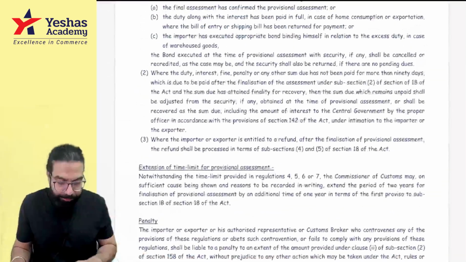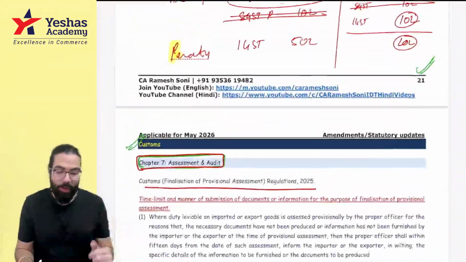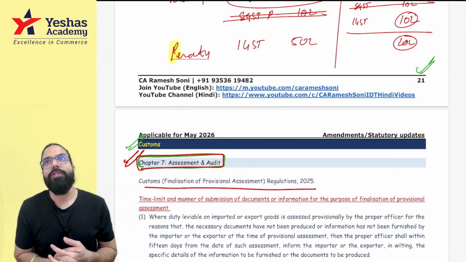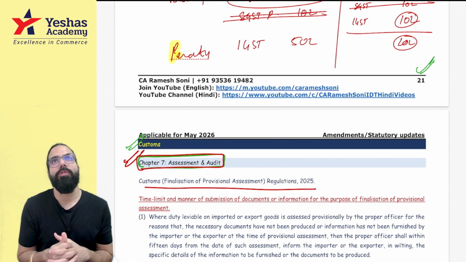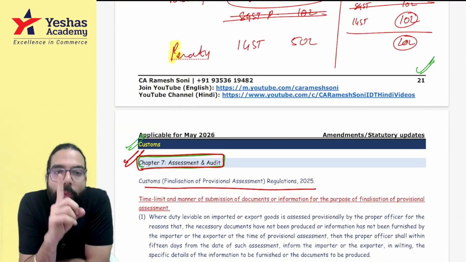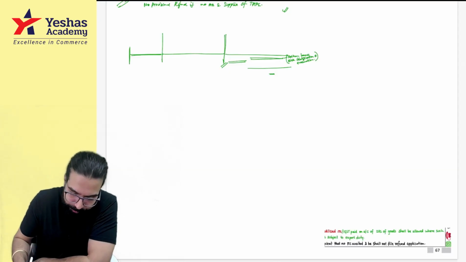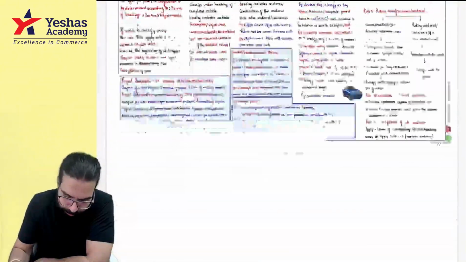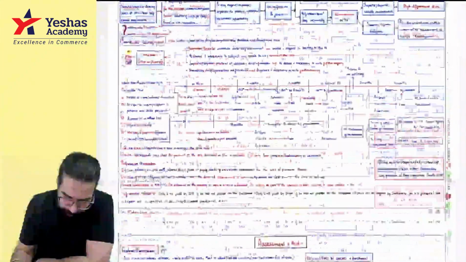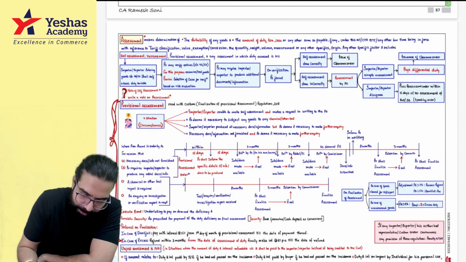One amendment which I have to teach you is this three-page amendment. I don't want to read a single line. I'm trying to figure out how we can do it. In customs, no amendment at all. FTP, no amendment, you can read it as it is. Only one chapter in customs, assessment and audit, where provisional assessment used to be. I'll show you. Here, this provisional assessment from here to here, there is a change. Page number 88, there is a change.